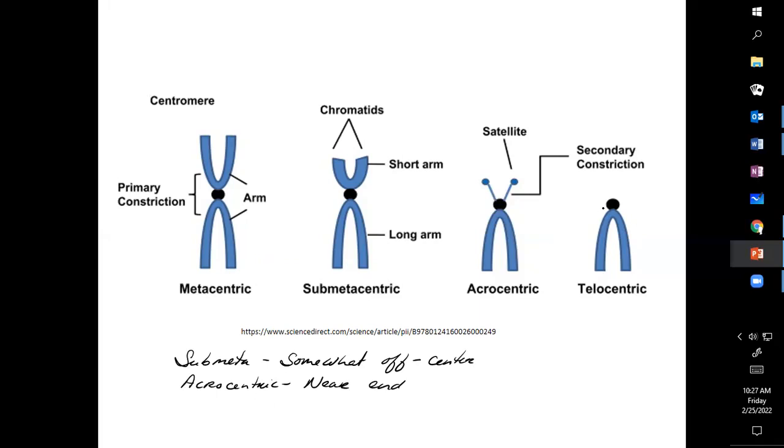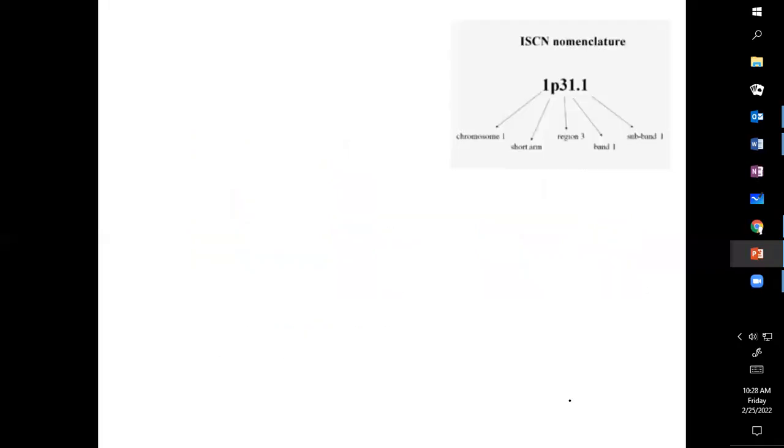And then, in humans we don't have this, but a true telocentric chromosome has no P arm at all. In a telocentric chromosome, the centromere is at the end of the chromosome, and so there would be no P arm. As I said, in humans, we don't have that.